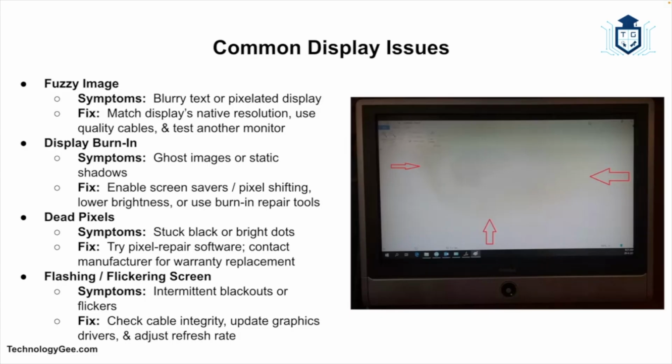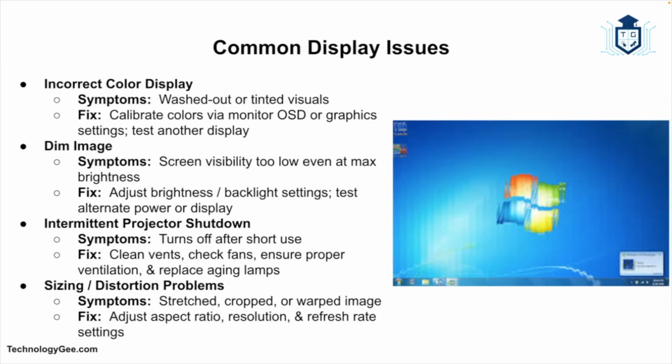So the refresh rate of the monitor may be incompatible with the source device. And if that's the case, you want to try lowering the refresh rate in the display settings to see if it resolves the issue. All right, so another issue may be incorrect color display. So an incorrect color display can make everything look off, from web pages to movies and images. And the symptoms are the screen looks washed out, or it has an unnatural color tint, or the colors appear overly saturated or too dull.